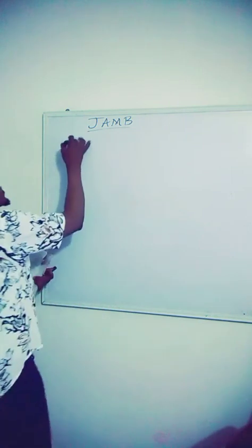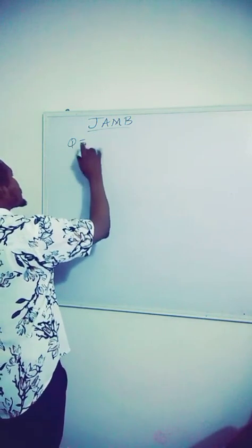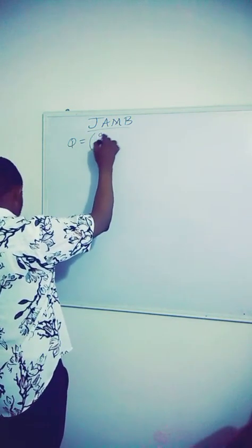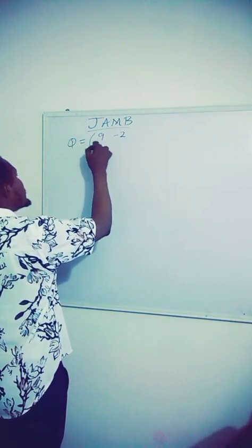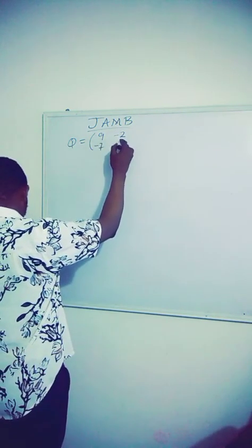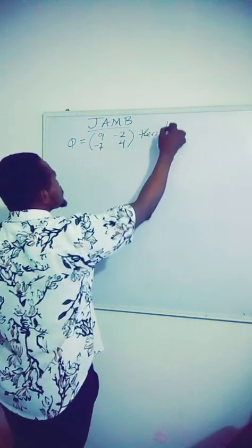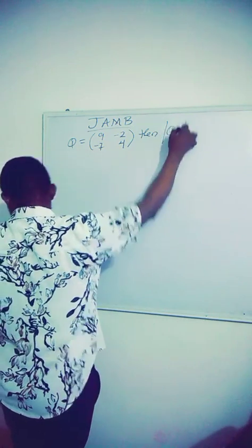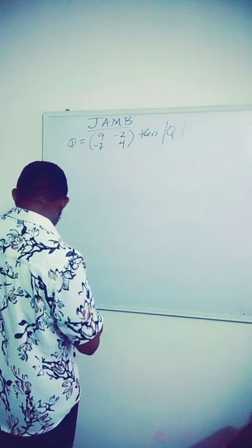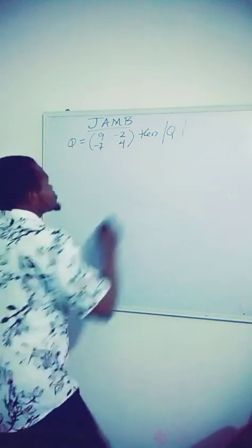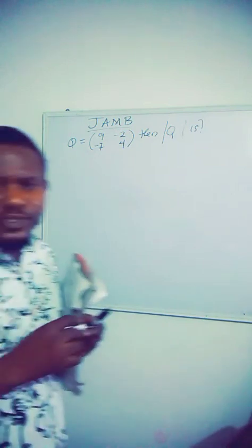If Q is equal to the matrix 9, minus 2, minus 7, 4, then the determinant of Q is what? The determinant of Q is what? So how do you solve this?